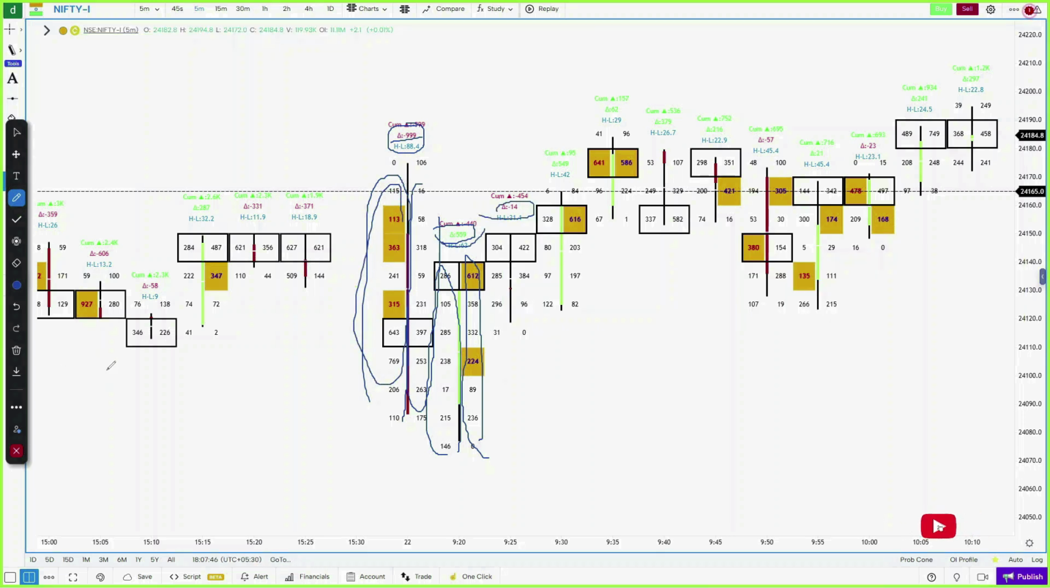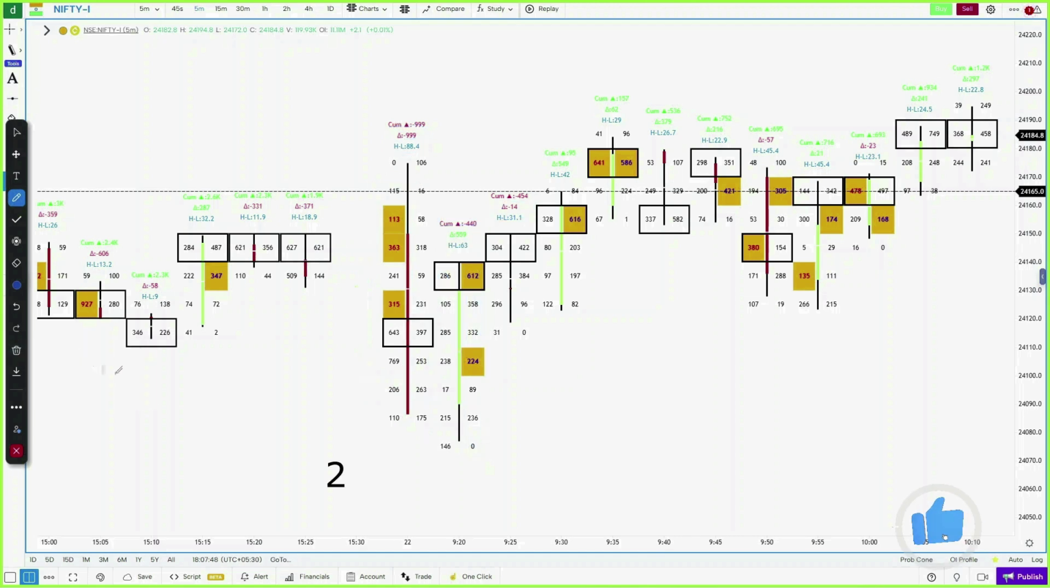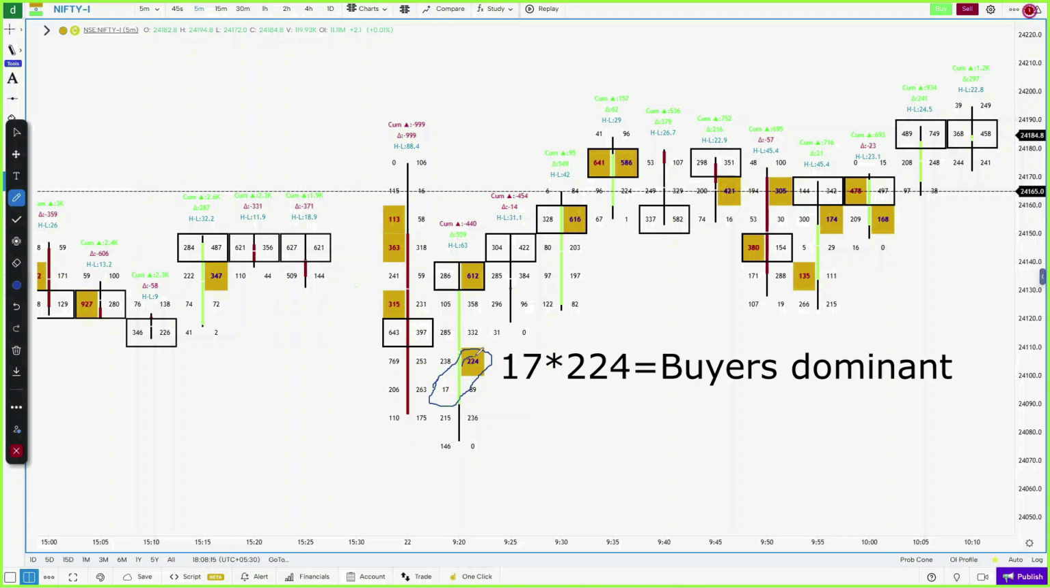Now, the second thing we need to understand is imbalances. These imbalances are always looked at diagonally. So if you look at here, there are 224 market buy orders and 17 market sell orders. The higher the ratio, the more powerful it will be, and it indicates some big players are entering around the area.